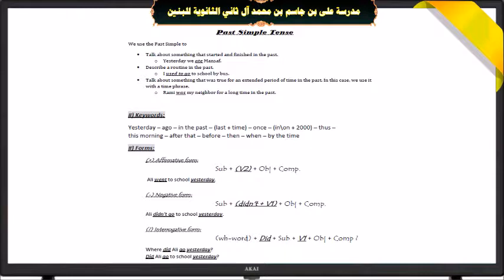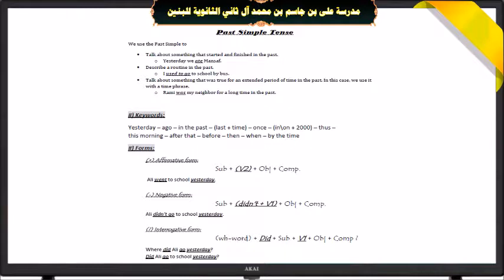Number two, to describe a routine in the past. If we want to talk about a routine in the past, we use "used to." As in the example here, I used to go to school by bus. This means that it was a habit with me in the past, but now I do not do it at all.